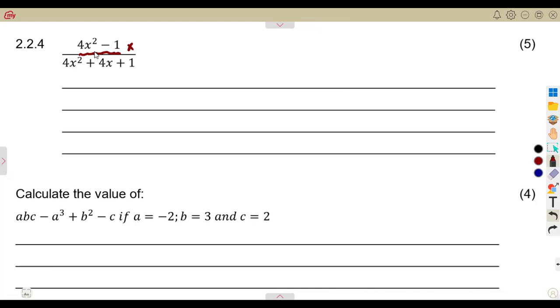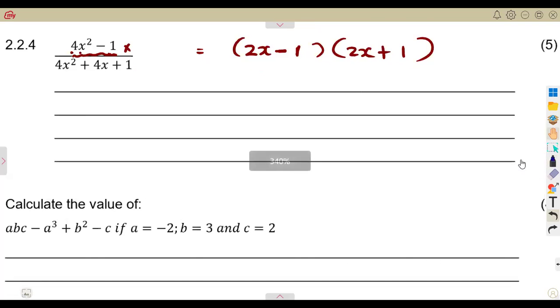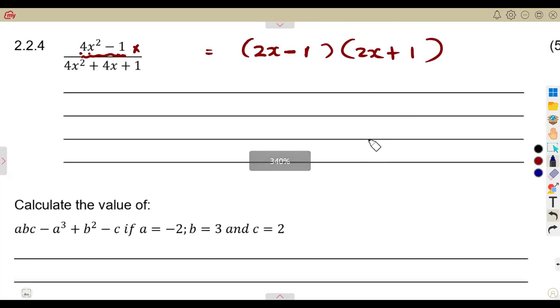That's a difference of 2 squares. 4 is a perfect square. So we're just going to need 2 brackets there. Square root of 4, which is 2. X squared, which is x. Minus the square root of 1, which is 1. Remember, 1 is supposed to subtract, another one is supposed to add. Difference of 2 squares. Then you need to factorize the remaining part, which is in the denominator.